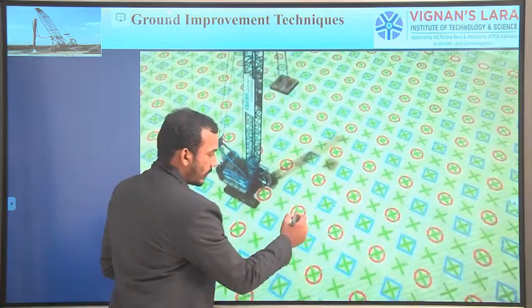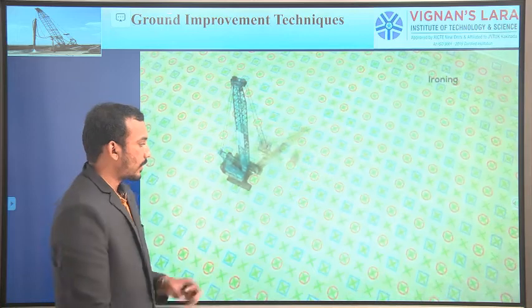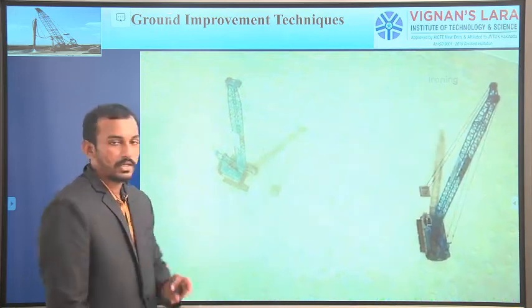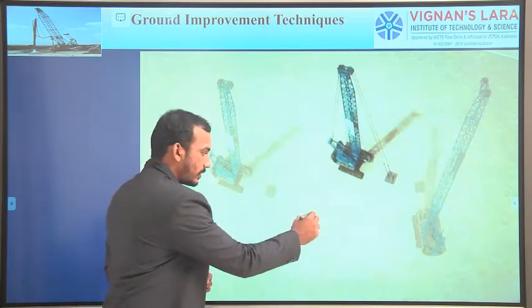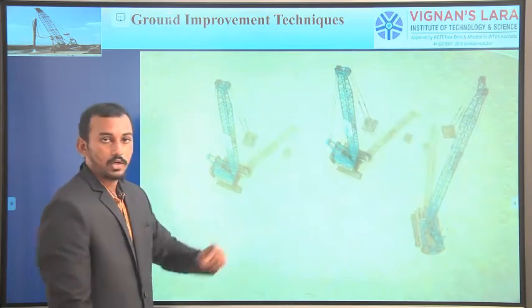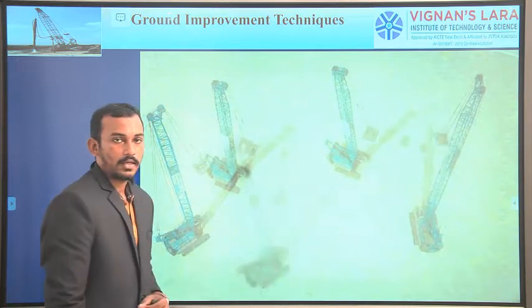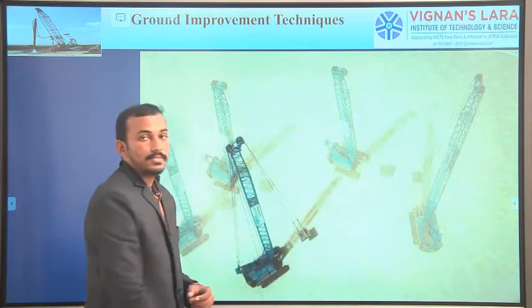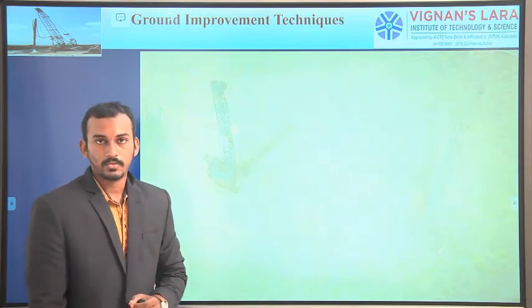Again, this time we are compacting the cross mark areas. Likewise, we need to carry out compaction in three phases. In the first phase, we do compaction in the square areas that are marked with blue color. Then we compact the circular positions. Then we compact the cross mark positions. We totally compacted the soil in three passes.